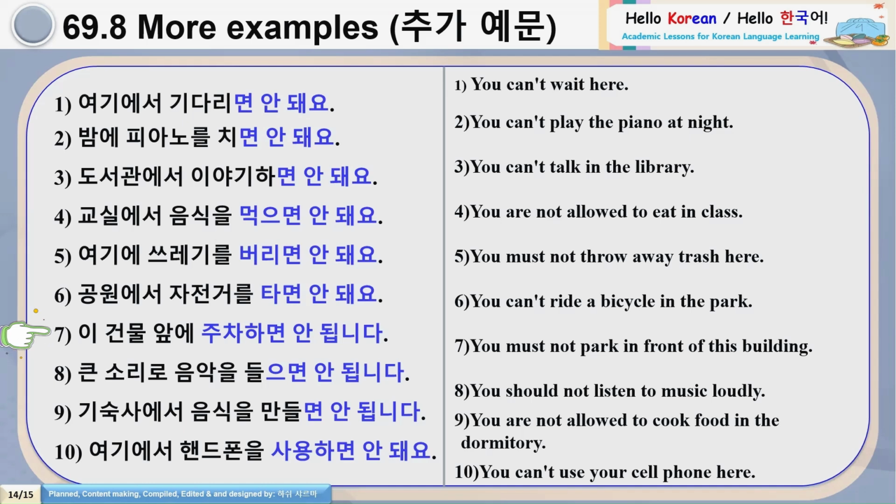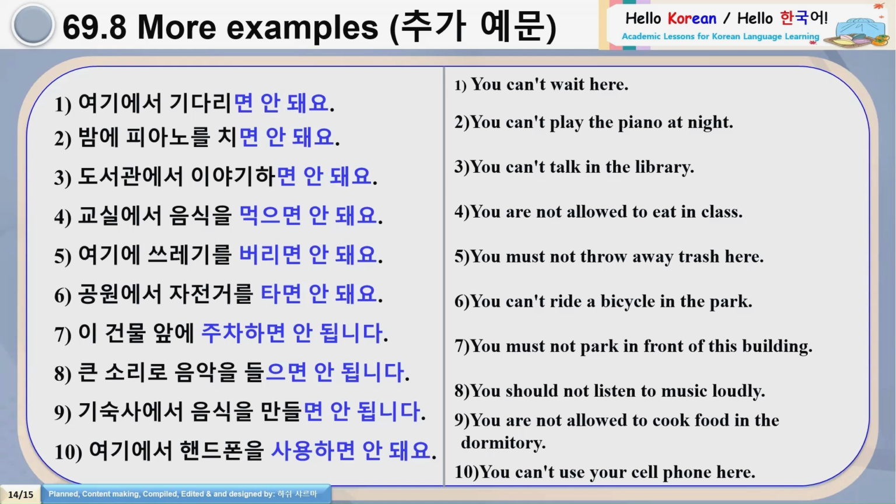Number 7. 이 건물 앞에 주차하면 안 됩니다. Number 8. 큰 소리로 음악을 들으면 안 됩니다. Number 9. 기숙사에서 음식을 만들면 안 됩니다. And number 10. 여기에서 핸드폰을 사용하면 안 돼요.